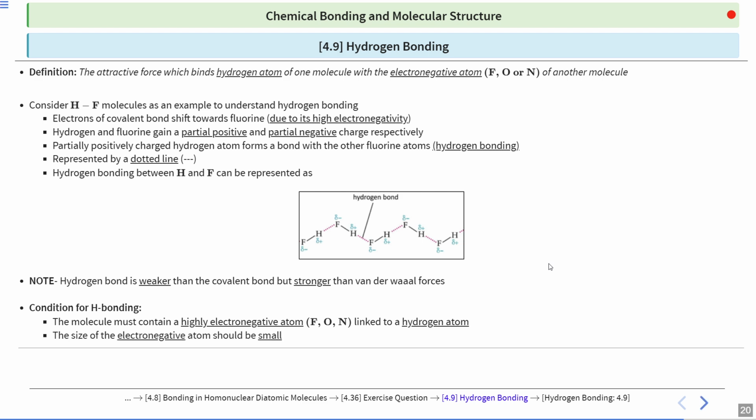Yes, you can say that this is a dipole-dipole type of interaction, but in the case of hydrogen bonding, there is a specific increase in the interaction. Due to this high degree of attraction, we keep it in a different league, which is hydrogen bonding. So the size of the electronegative atom should be small. This is the basic criteria: fluorine, oxygen, and nitrogen.